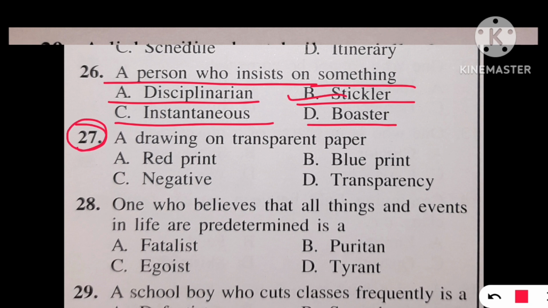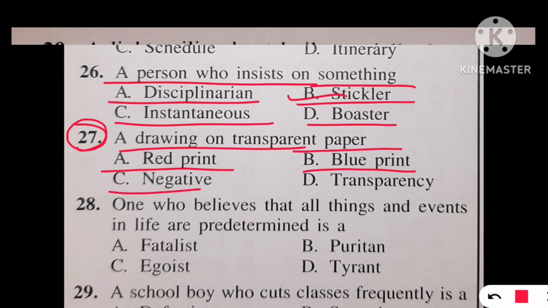Number 27. A drawing on transparent paper is called a red print. Option B, a blueprint. Option C, negative. Option D, transparency. So it is option D, transparency. A drawing on transparent paper is called transparency.